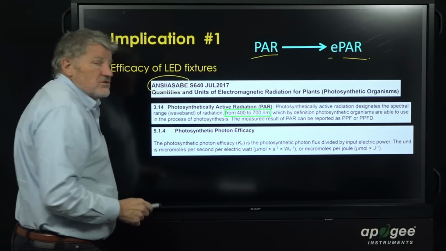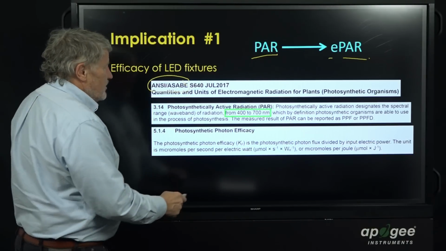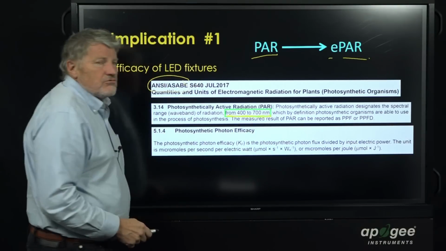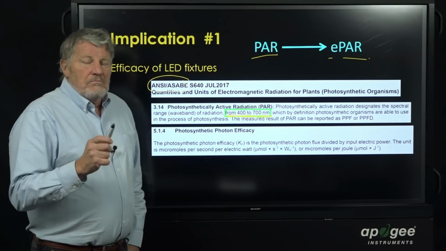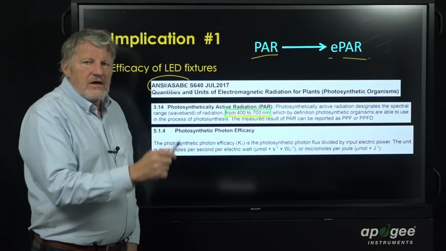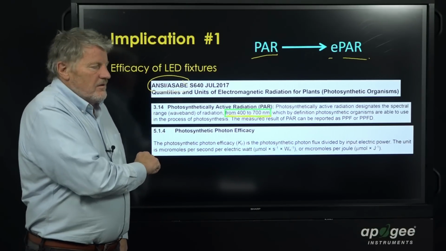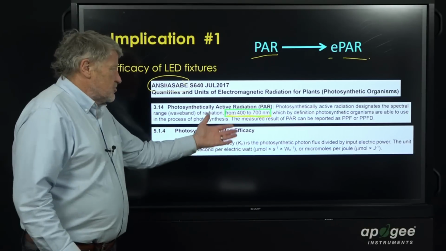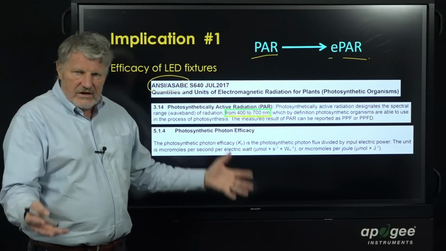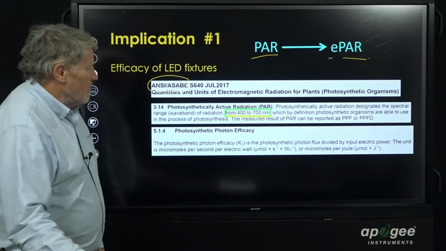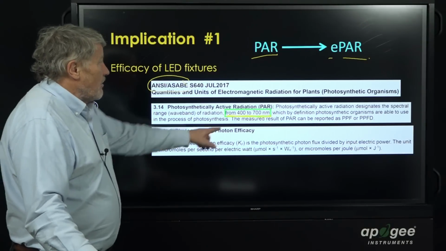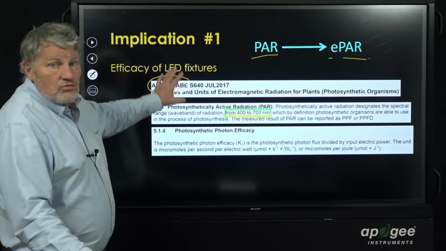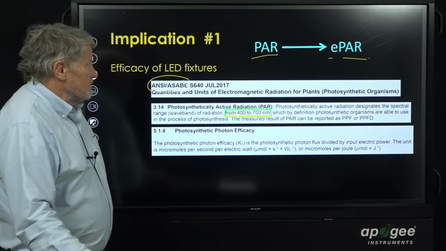ASABE does standards for this, and so far their old standard is 400 to 700 nanometers, but they're meeting again to revise this, and people on this committee have told us we need to change the standard in the light of all the evidence we now have for ePAR as an improved metric over PAR. So this is one big implication of this.